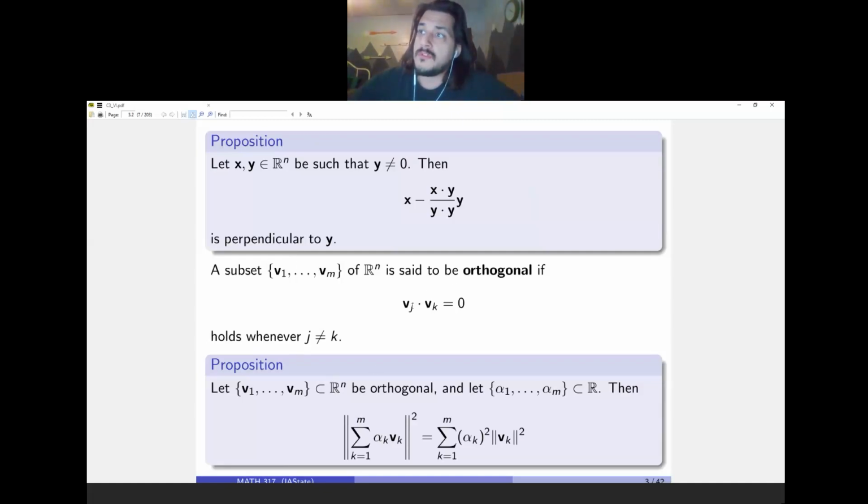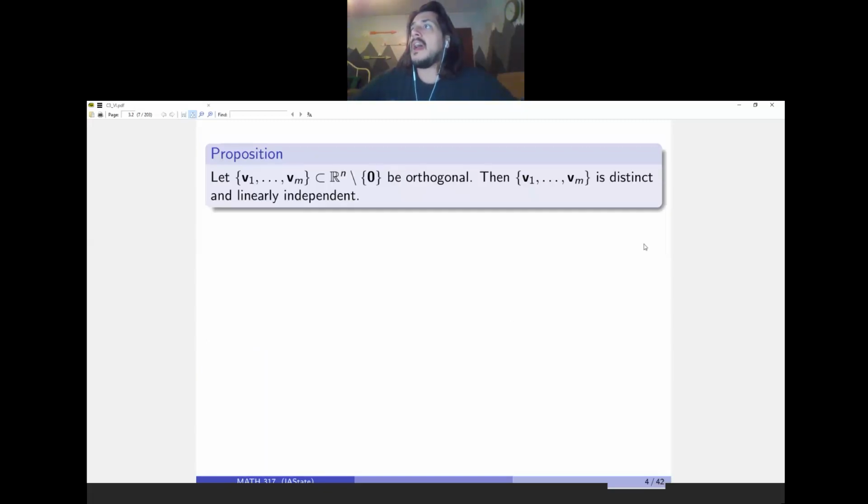So whenever you take two things with different indices, the dot product must equal 0. And as we demonstrated, such sets must be distinct and must be linearly independent, so long as you don't have any zeros flying around. If zeros are in there, then 0 is perpendicular to everything, because the dot product will always equal 0. It's not interesting, so we don't include it in the discussion.